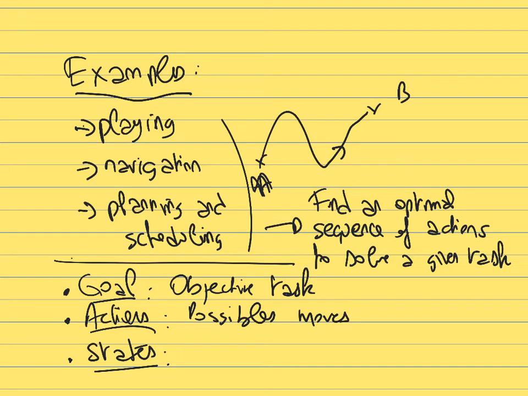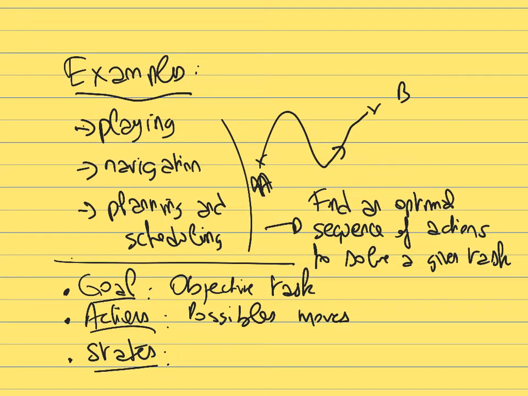And if you're trying to perform some actions to solve a given problem, you also need to figure out what are the possible states that your problem can take. And again, you move from one state to the next when you are performing an action.